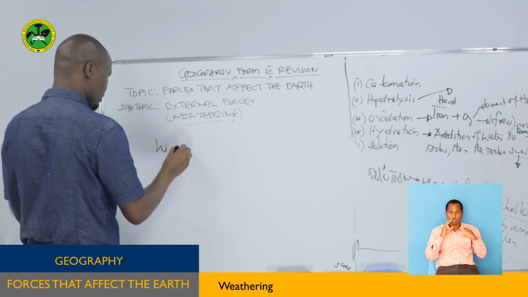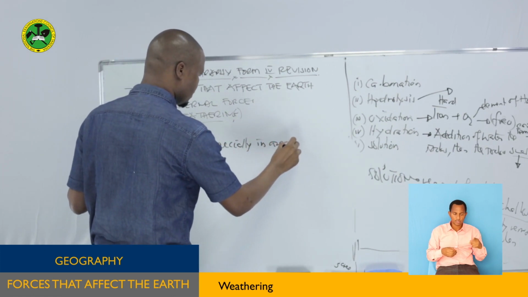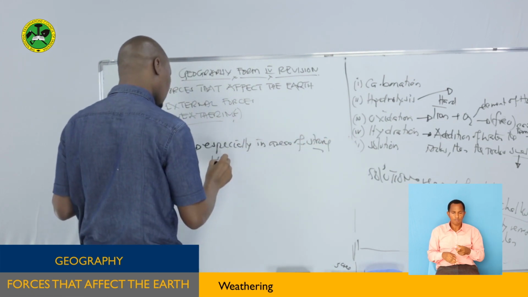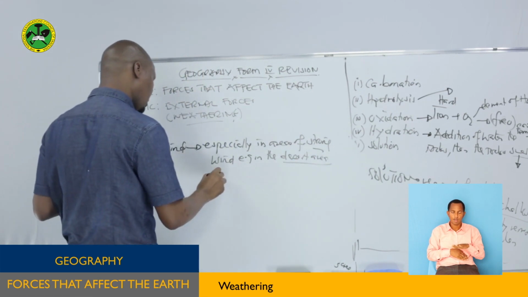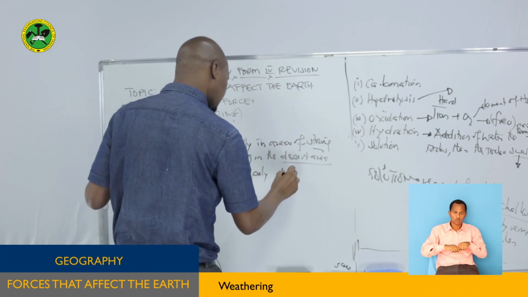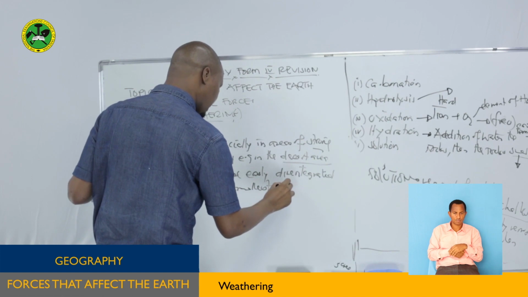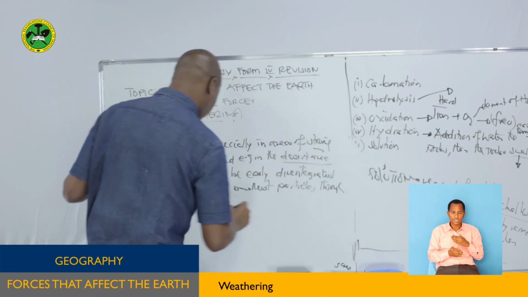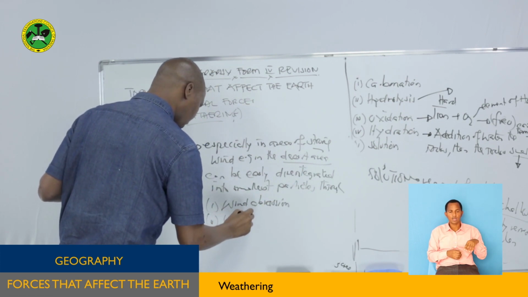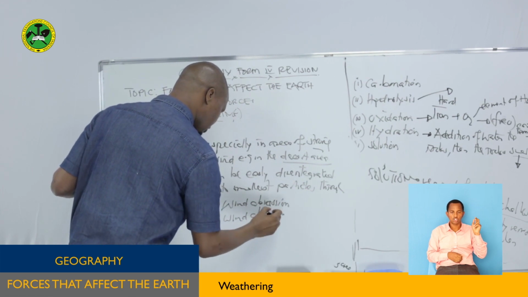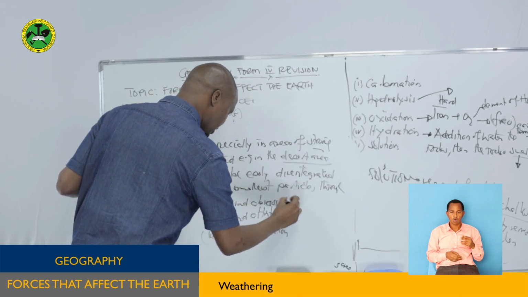about the wind, especially in areas of strong wind, for example in the desert area, the rocks can be easily disintegrated into the smallest particles through either wind abrasion, wind attrition, or wind deflation. Especially these two, they are very important.